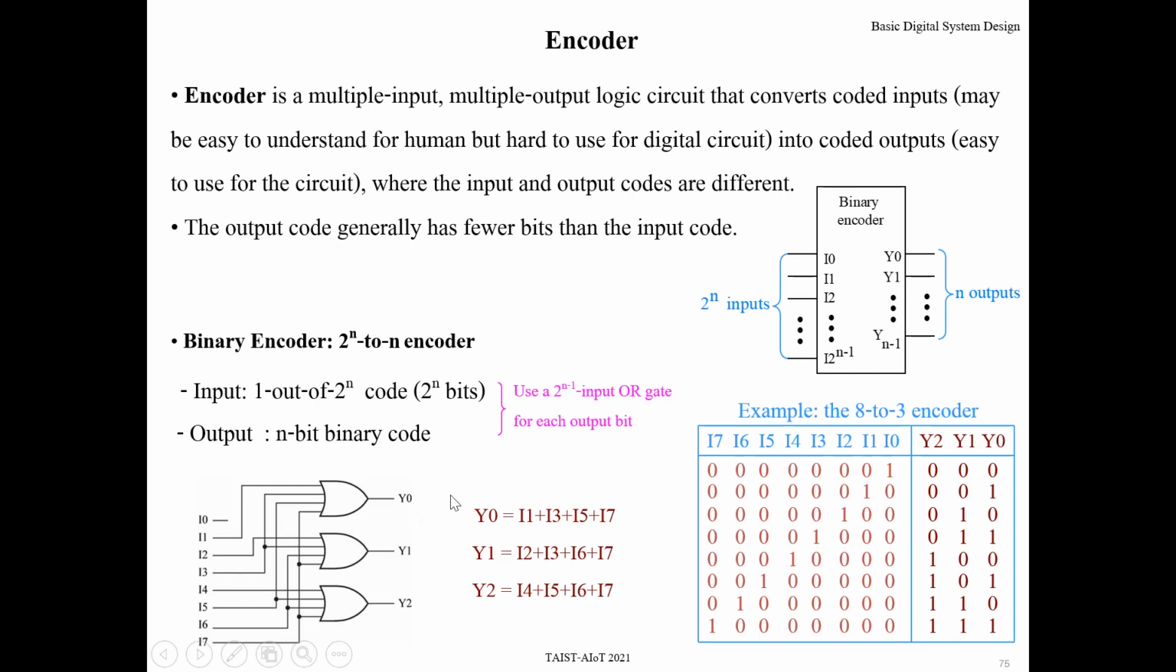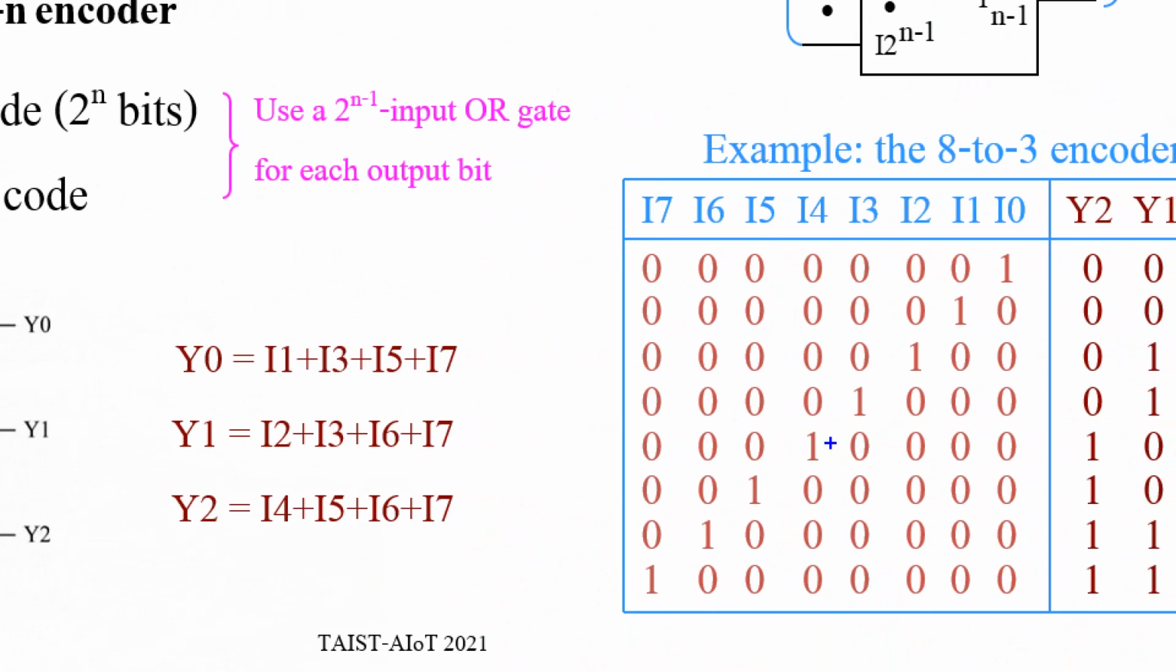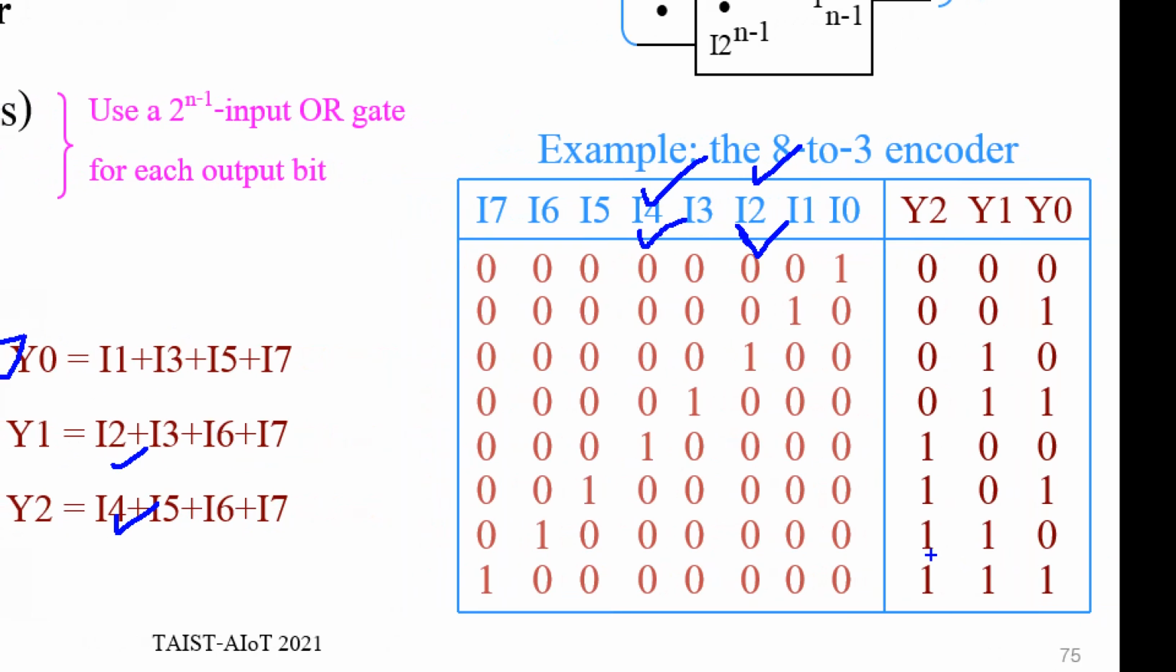Okay, now based on this equation, what happens if the user applies the inputs I2 and I4 at the same time? Based on this equation, I2 here, I4 here, the result will be 110. 110 corresponds to I6 active only. So that's a problem.